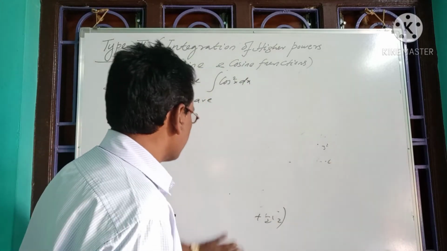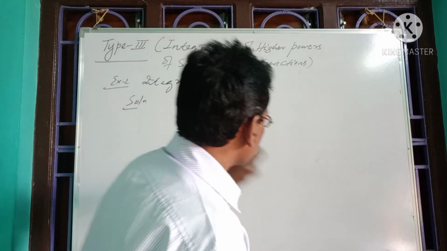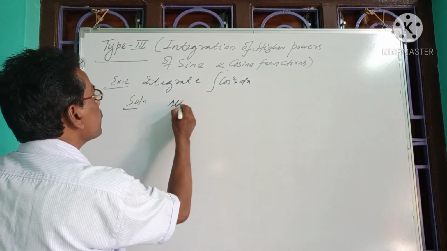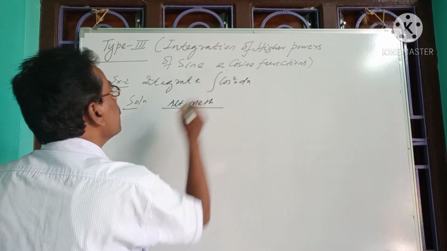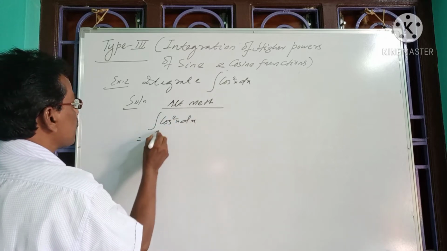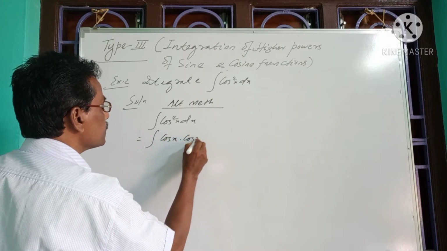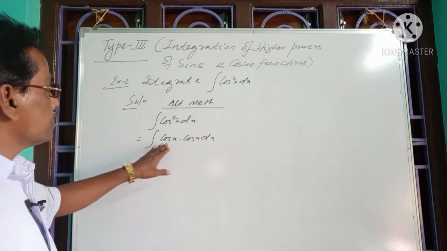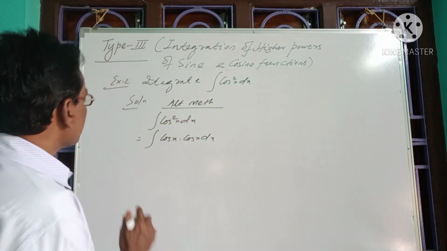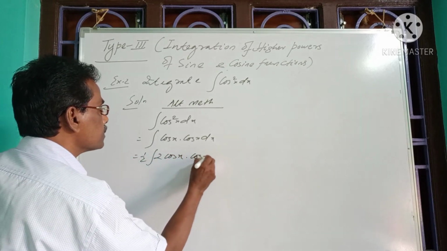Cos square x can be integrated in two different methods. So let us apply the alternative method of solution of integration of cos square x with respect to x. So now breaking cos square x in the form of cos x into cos x with respect to x. Now this is in the form of cos m x into cos n x. So we have to multiply half and 2. So multiplying half and 2, we have half into 2 cos x into cos x with respect to x.